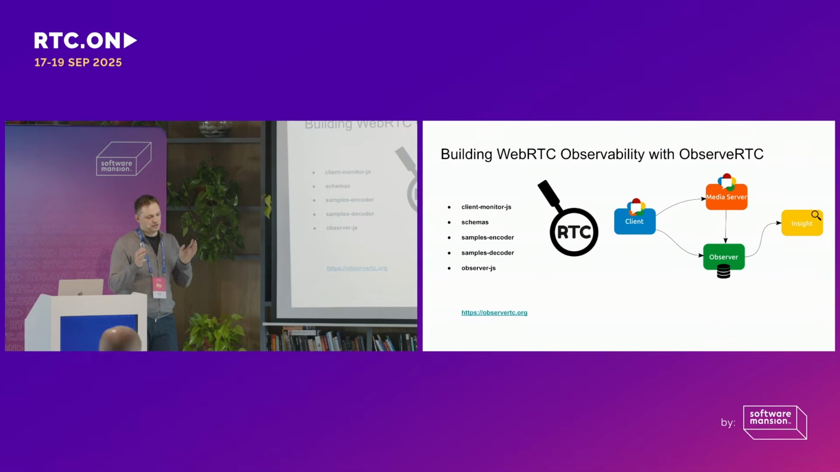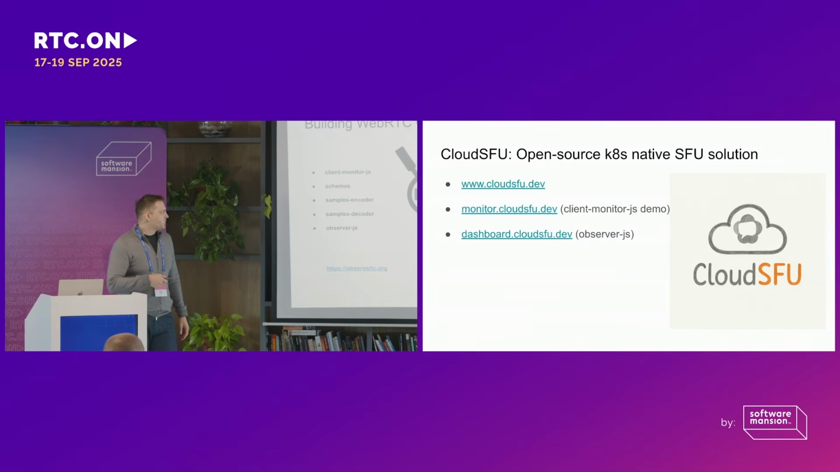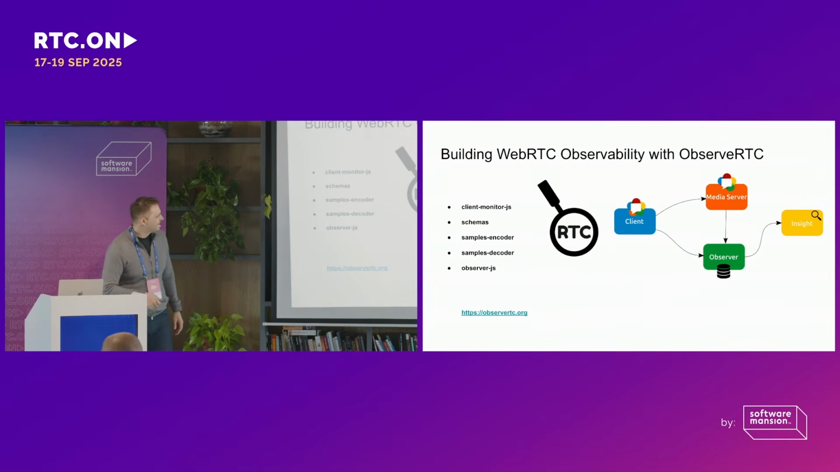Also, it has ready samples, a sample object which is ready to ship to the server. There are predefined schemas which enable different language bindings, a samples encoder and decoder for efficient transport on the server and the client side, and an observer JS which enables you on the server to analyze the clients on the fly, wherever you are putting your service. The descriptions are available at observrtc.org.